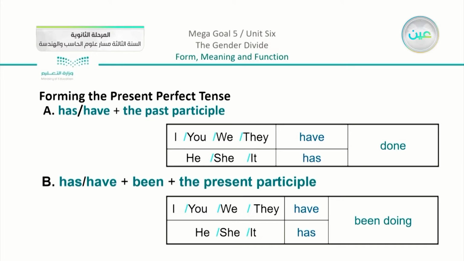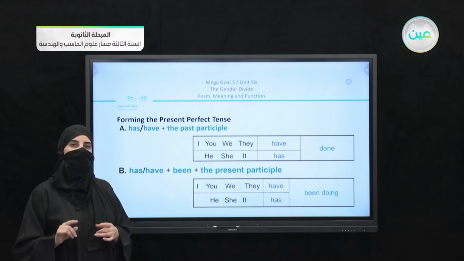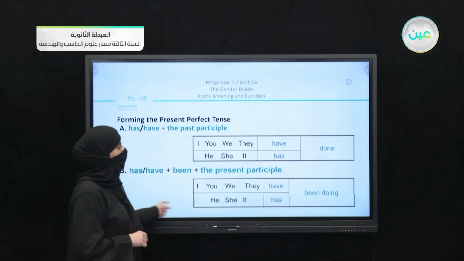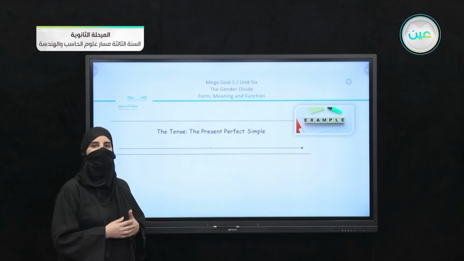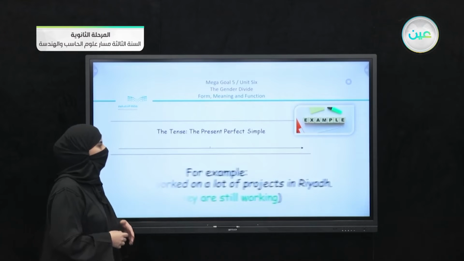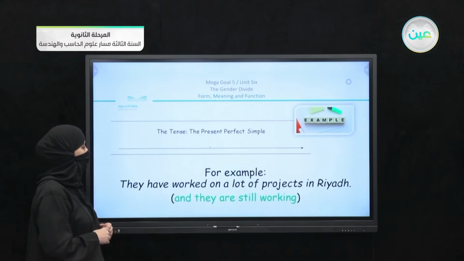And because of the -ing and because of the auxiliary verbs, this is the form of the present perfect progressive. Now moving on, to just give an example to explain the meaning here. As we mentioned before, we are going to connect between the past and the present. So we have here our example.